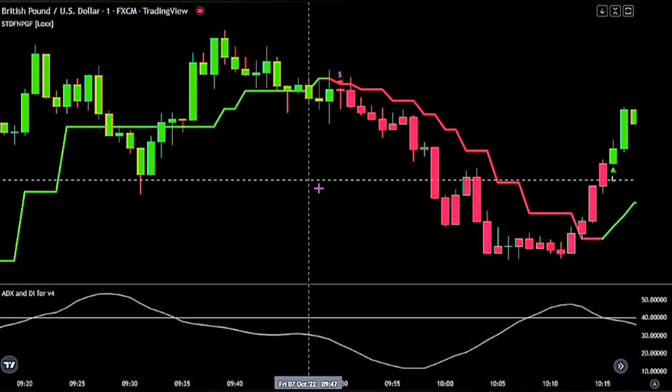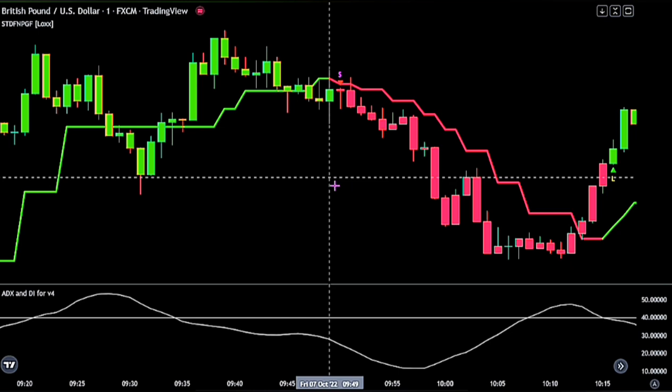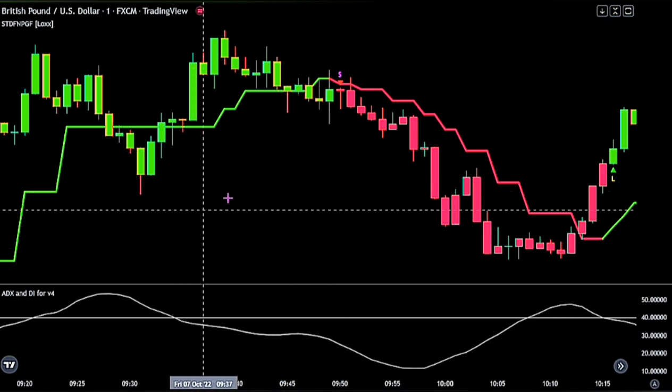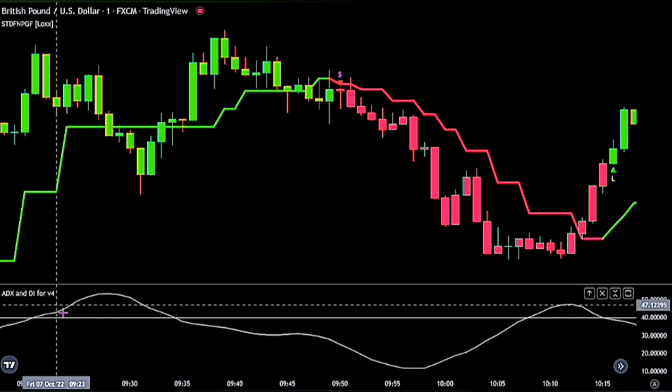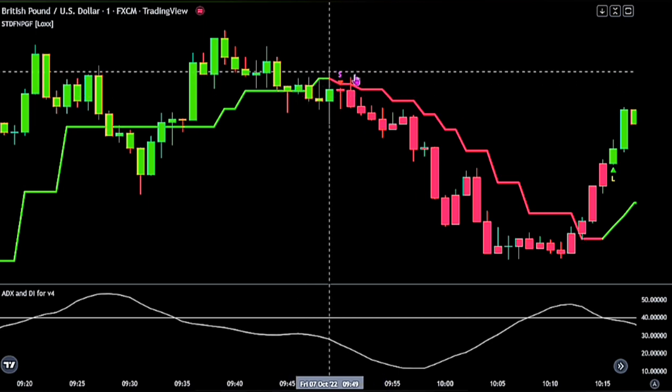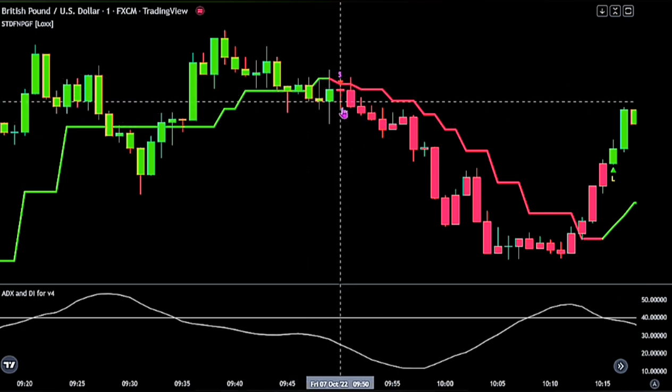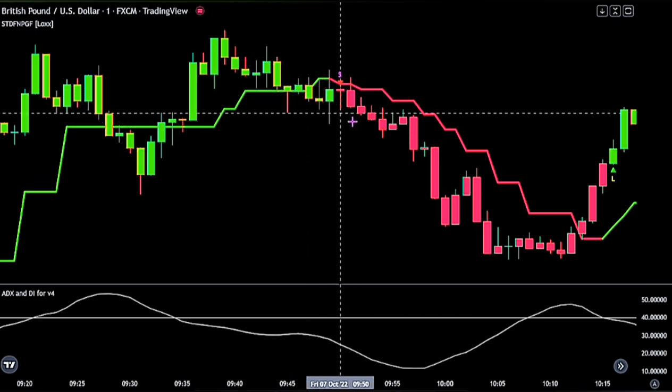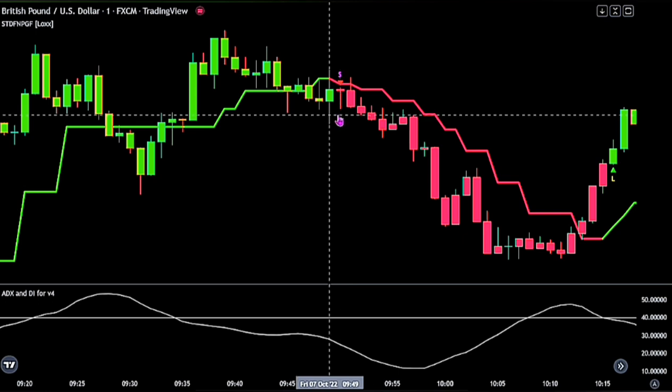Exactly the opposite is true for a short trade. For a valid sell signal, we need to see the ADX cross above the 40 band line while we are in a bullish trend. Before we wait for our next bearish signal from the STD, as we would open a sell order at the bottom of the trigger candlestick.